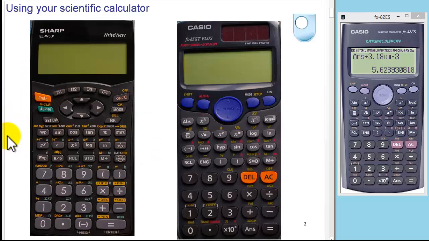So in S141, the two most commonly used calculators are the two shown on the screen here. In this presentation, what I'm going to show you is how to actually use a Casio FX85 GT Plus and equivalent calculators. On the right hand side of this screen, I'm running a calculator emulator for the Casio FX82ES, which is broadly similar to the FX85 GT Plus, which is the one that's shown in the picture on the slide.